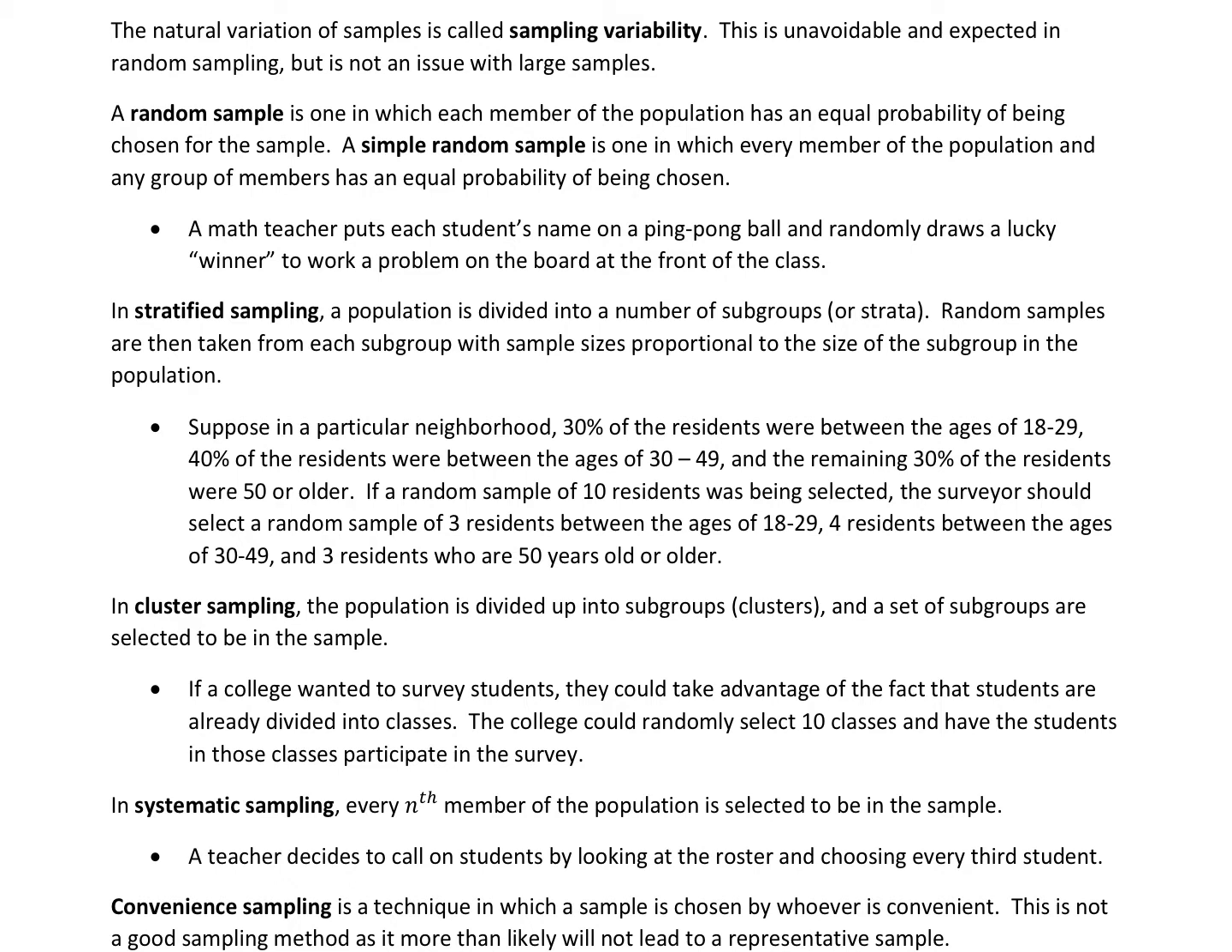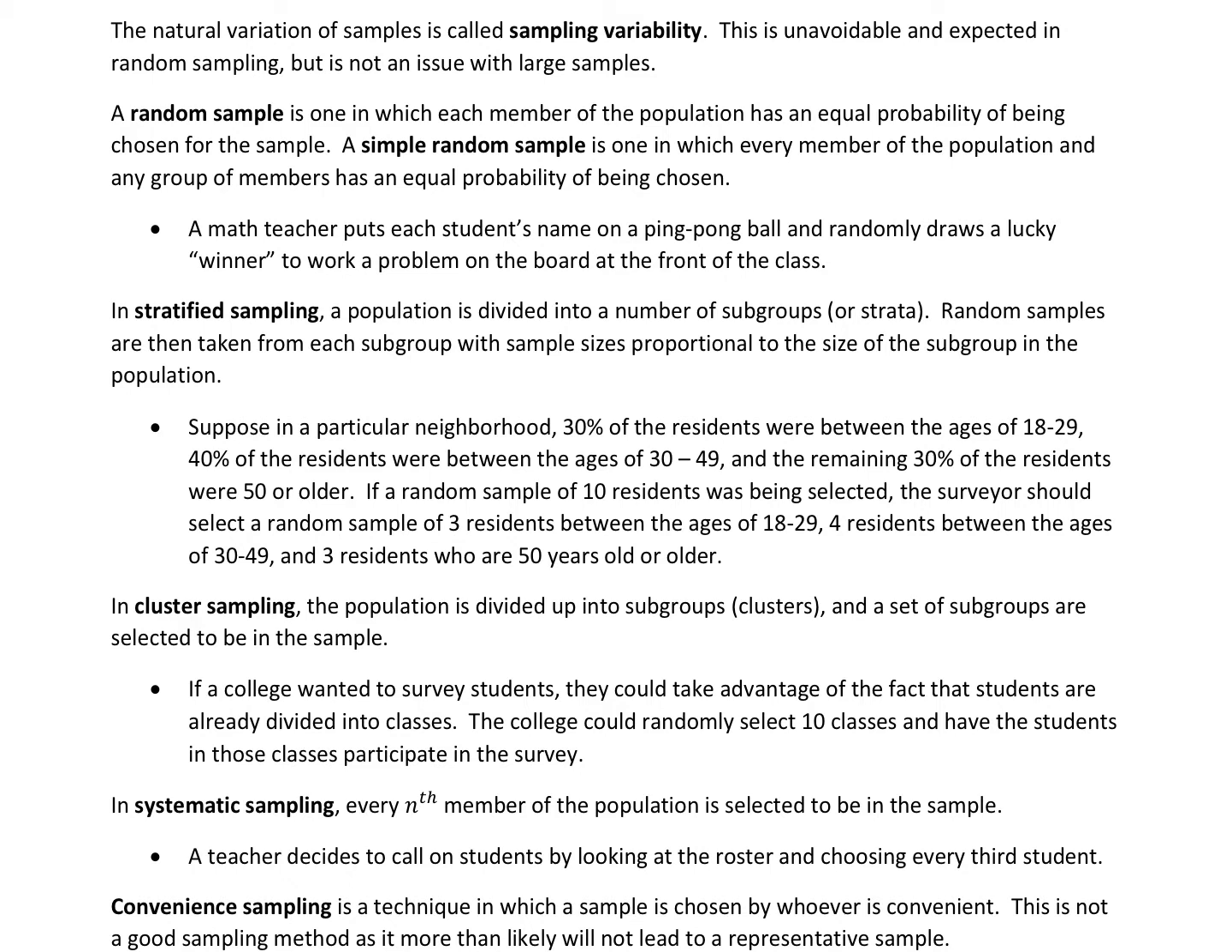In stratified sampling, a population is divided into a number of subgroups. Random samples are then taken from each subgroup with sample sizes proportional to the size of the subgroup in the population. So if it's very important to you that you represent, let's say, sex, you have so many males and so many females. Maybe in your population, 70% are female and 30% are male. Then you would want to make sure that you're choosing your sample with 70% of your sample being female and 30% being male so that it matches that breakdown.